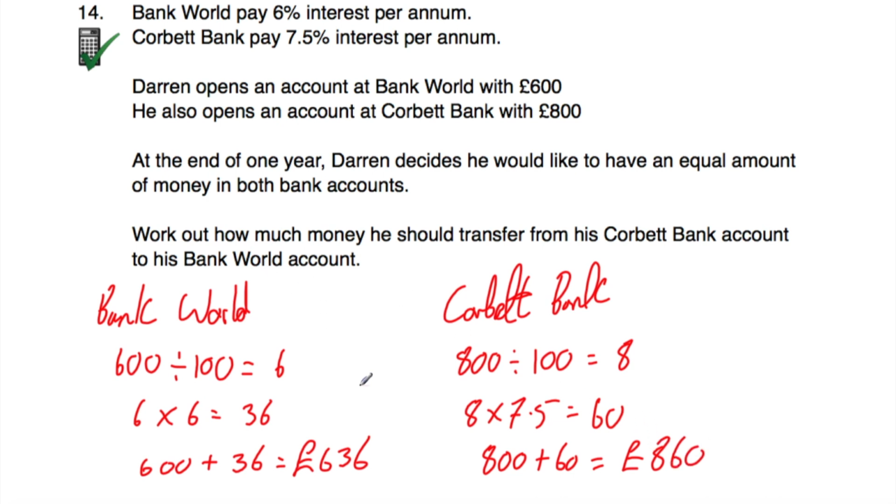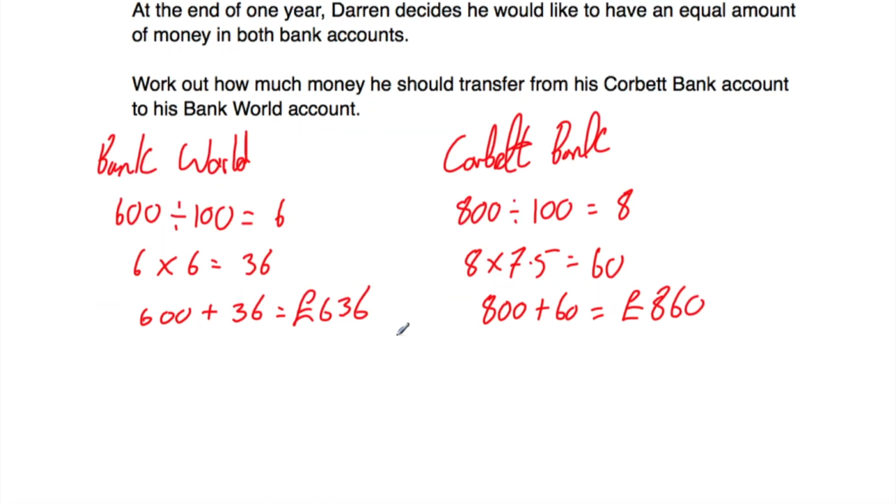So that means that at the end of 1 year, he'll have £636 in Bankworld, and he has £860 in Corporate Bank. Now the question says he decides that he wants to have an equal amount of money in both bank accounts. So he's going to take some of this money and put it into this bank account, so then they both have the same amount of money.